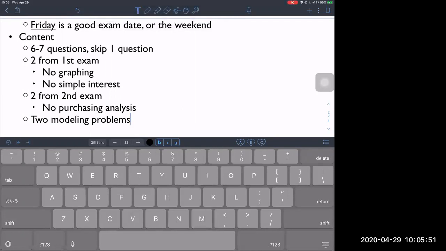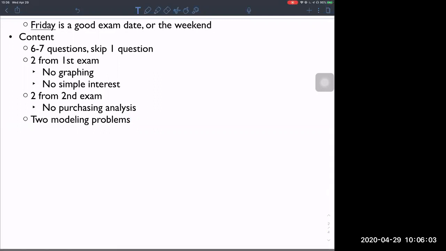However, with 2 modeling problems, you can see that students obviously skip, for the most part, one or the other modeling. But that doesn't mean that I have not seen exams where students totally tanked in remembering either first or second exam content because of the way they studied, and they ended up doing both modeling problems. So that's not unorthodox as well.